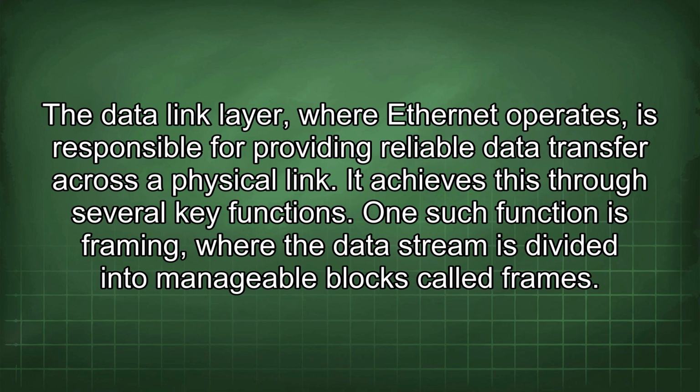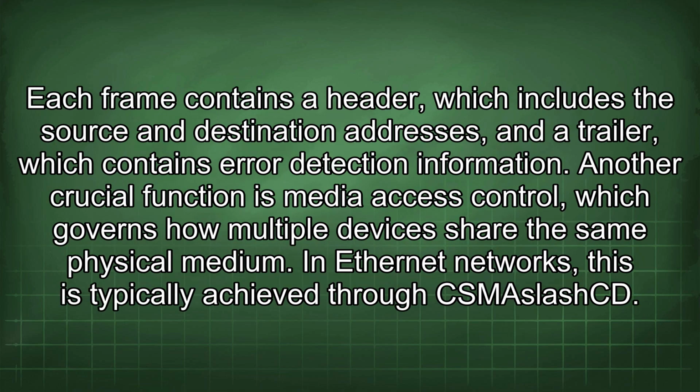The data link layer, where Ethernet operates, is responsible for providing reliable data transfer across a physical link. It achieves this through several key functions. One such function is framing, where the data stream is divided into manageable blocks called frames. Each frame contains a header, which includes the source and destination addresses, and a trailer, which contains error detection information.